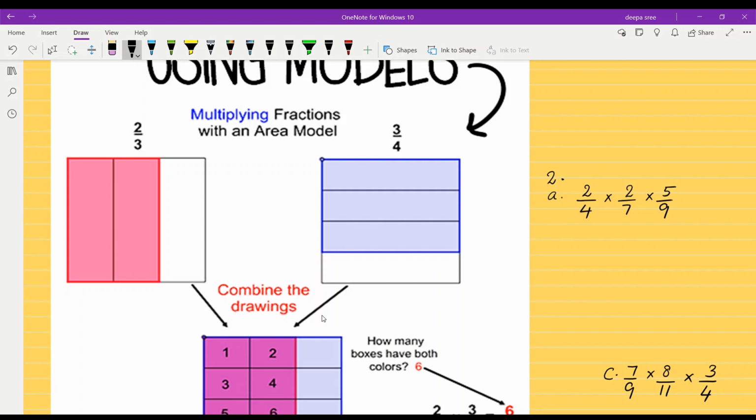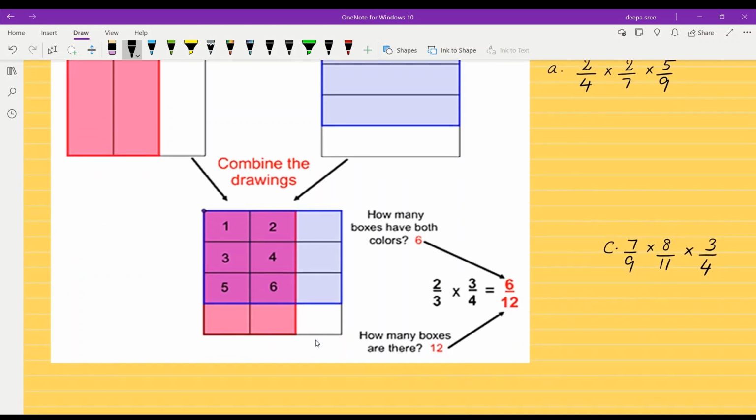We can see here the figure is divided into 3 equal parts, and the same is divided into 4 equal parts here. Here 2 parts are shaded because 2 by 3 is the fraction. Here 3 parts are shaded because 3 by 4 is the fraction. And if we take that and shade that, we can see that the common shaded part will be total 6 parts.